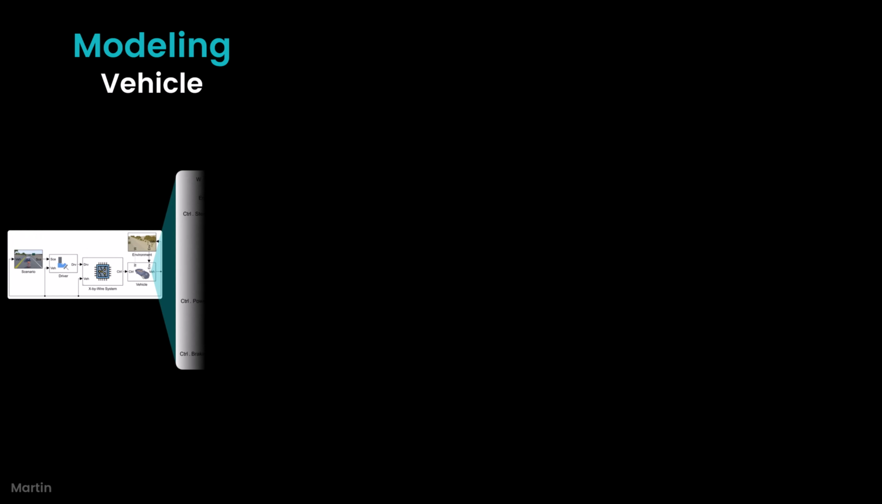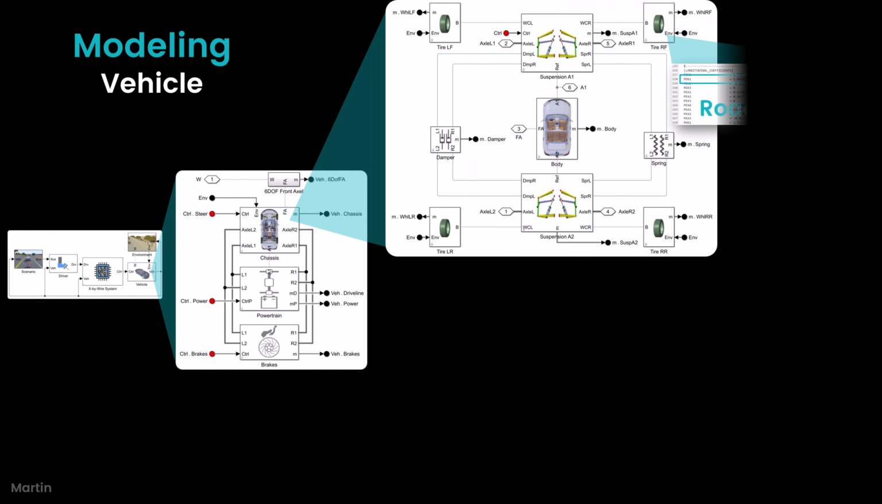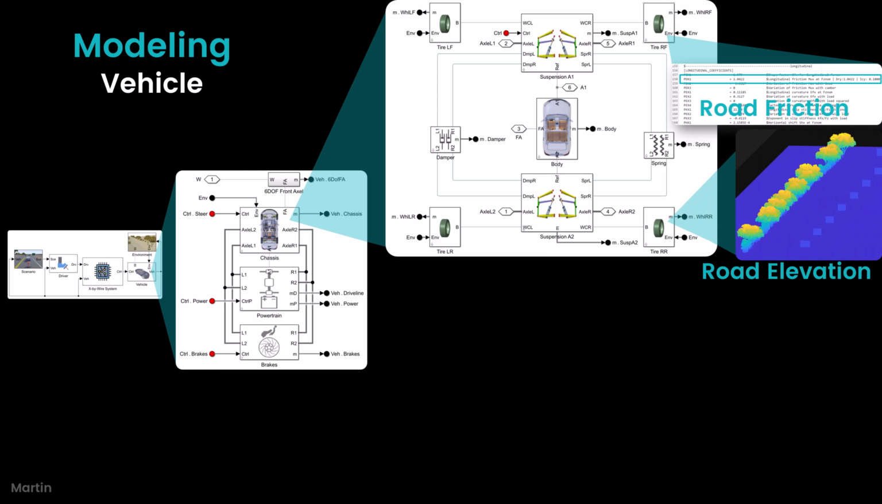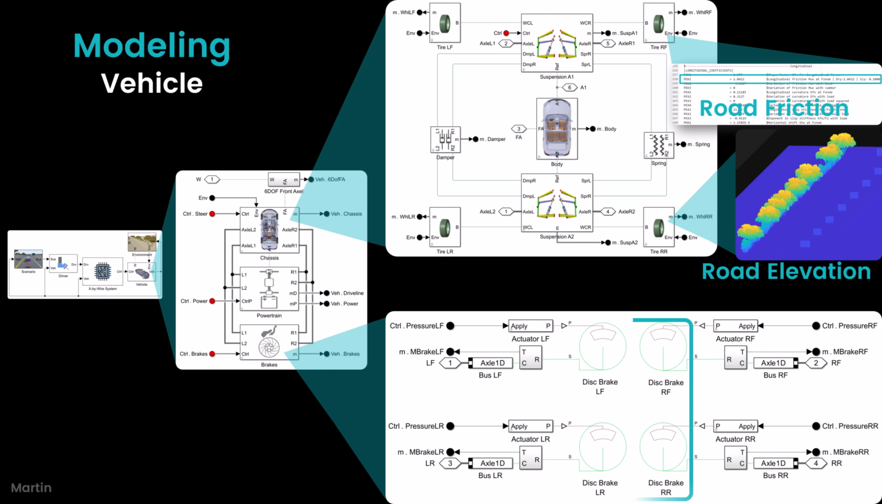Within the vehicle subsystem, chassis and tire models capture road surface friction, grade, and elevation effects. The brakes subsystem integrates the braking systems and actuator controls, enabling realistic simulation of braking forces, stopping distance, and stability across varying terrain.